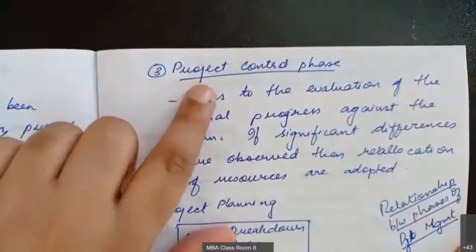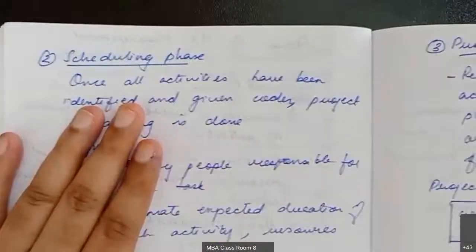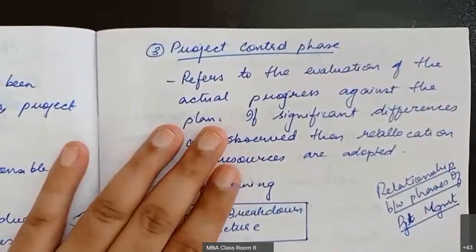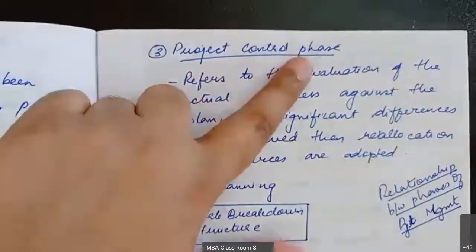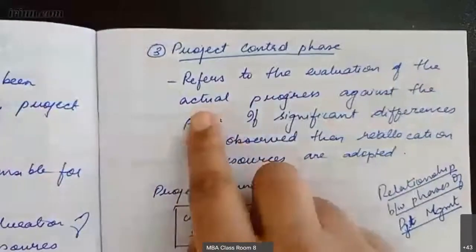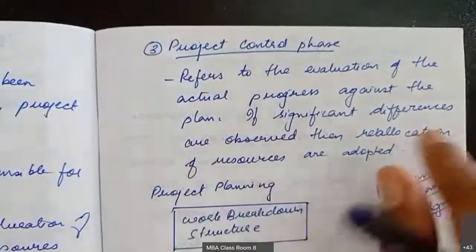Now, the last one is the project control phase. Project control phase means we have decided everything in the second phase. Actually, we are going to check whether the actual project follows the network diagram. That is what we check in the project control phase. It refers to the evaluation of the actual progress against the plan. All the planning has been done in the second phase.